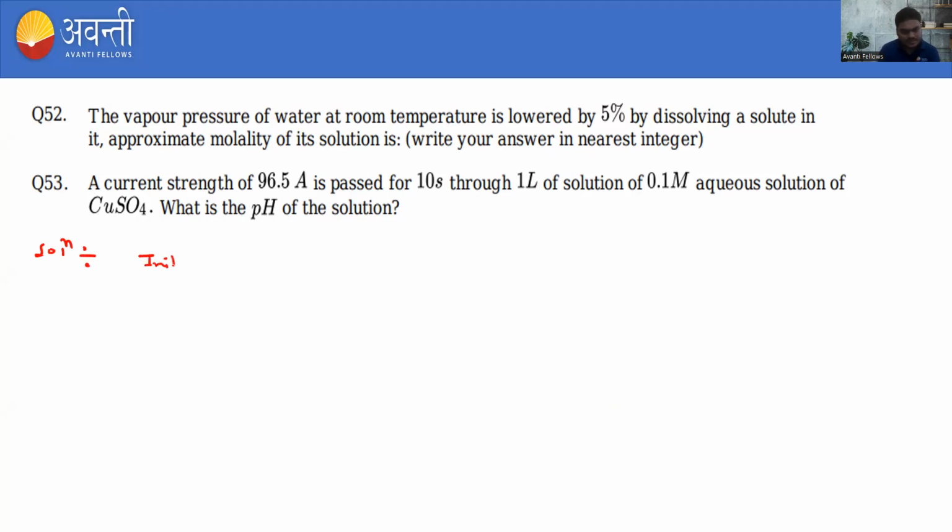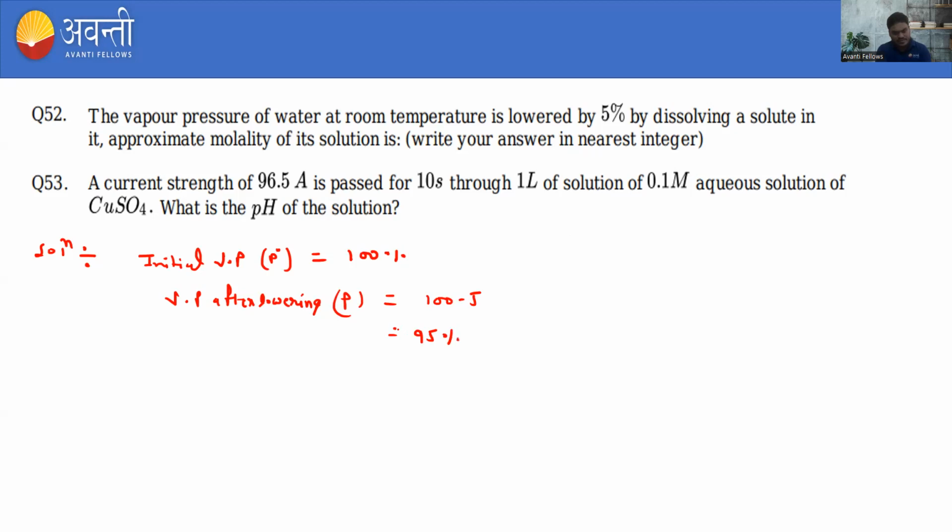So initial vapor pressure मतलब बेटा P naught. So we are assuming that this is 100%. Now vapor pressure after lowering. So vapor pressure after lowering, after lowering कितना decrease हो गया? 5%. So this will come out to be 100 minus 5. This is equal to 95%. Clear है? So this is equal to 95%.